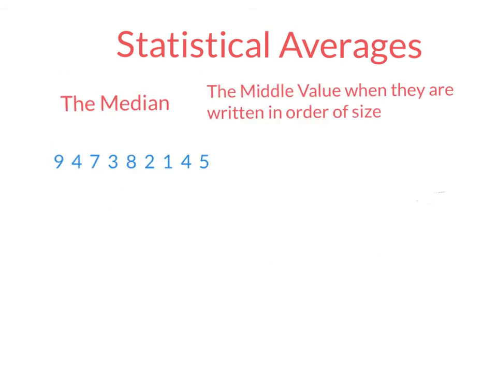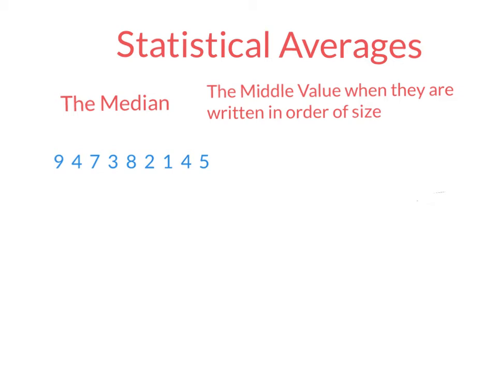Okay, so this takes us on to the median, which is the third statistical average that we're going to look at. And remember, it's the middle value when they are arranged in order of size. Now, it doesn't actually matter whether you do them from biggest to smallest or smallest to biggest, but I tend to do them from the smallest to the biggest because that's the way we're used to counting. So let's get these numbers in order.